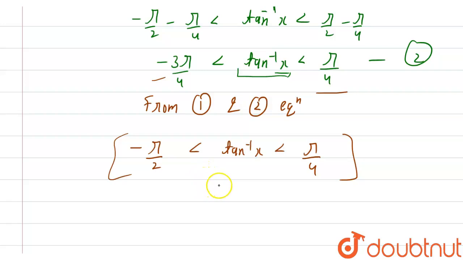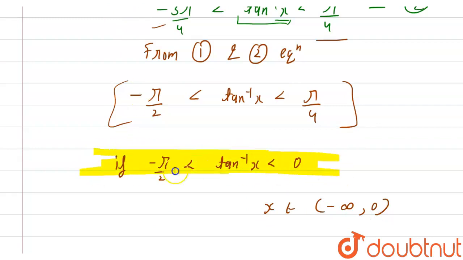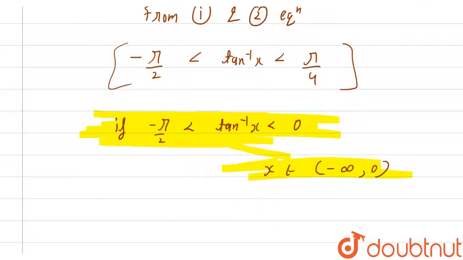Now let's move further. From here I can say that there is one more identity which is known to us: if minus pi by 2 is less than tan inverse x is less than 0, then x belongs to minus infinity to 0. This is also an identity which is known to us. We have to remember every identity which is known to us.